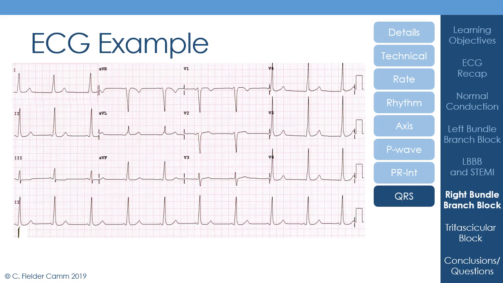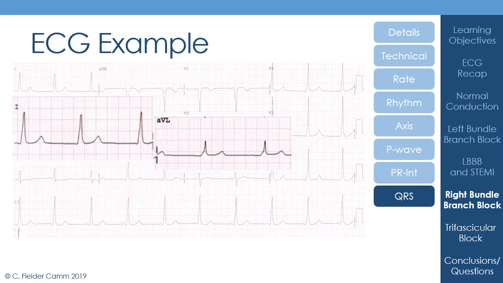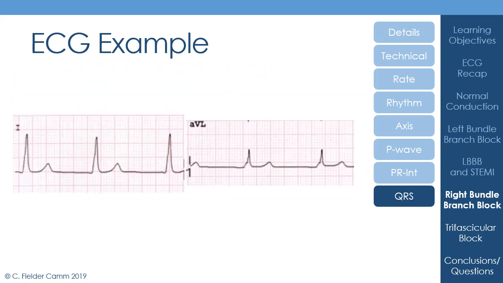Let's have a look at these QRS complexes in a little bit more detail. I've taken out lead 1 and lead AVL here, just to give you an enhanced look at them, because they don't look completely normal. So here's how the QRS complex starts in lead 1, and that's how it finishes on that R wave going up. You can see that it starts at one angle and then goes up, and the steeper the angle, the faster the depolarization.